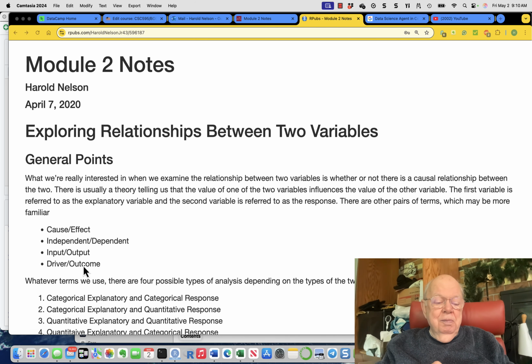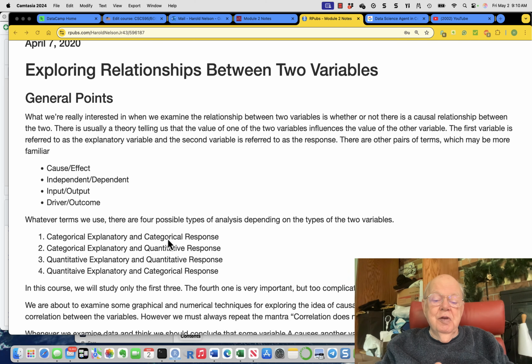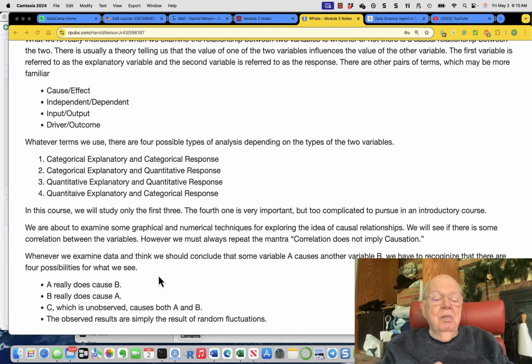So whatever terms we use, there are four possible types of analysis depending on the types of the two variables. You could have both being categorical. You could have the explanatory being categorical and the response being quantitative. You could have a quantitative explanatory and a quantitative response, and you could have a quantitative explanatory and a categorical response. In this course, we're only going to really deal with the first three of those four situations. The last one really gets difficult mathematically.